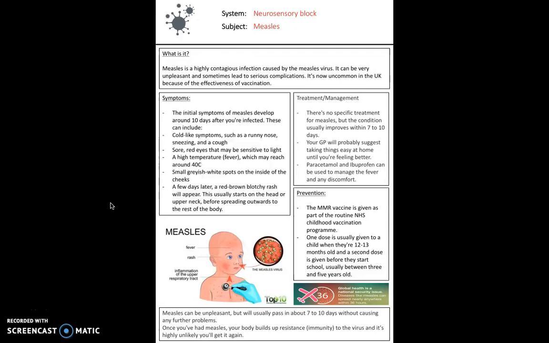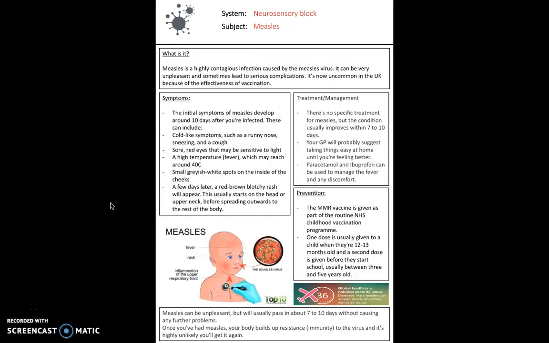The initial symptoms of measles develop around 10 days after you're infected, and these are very similar to cold-like symptoms: runny nose, sneezing, coughs, also sore red eyes, maybe sensitivity to light, and also a fever, so a high temperature, which could reach around 40 degrees.